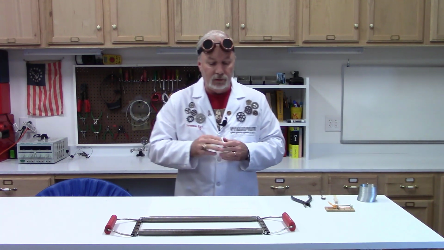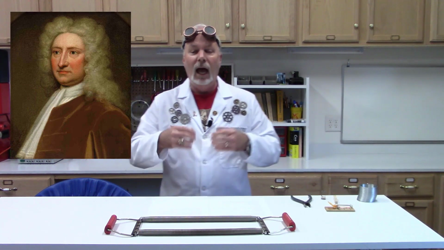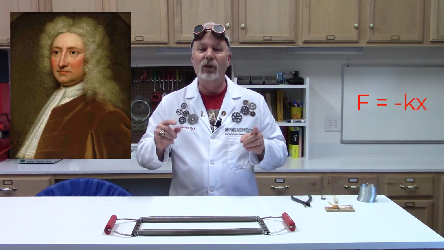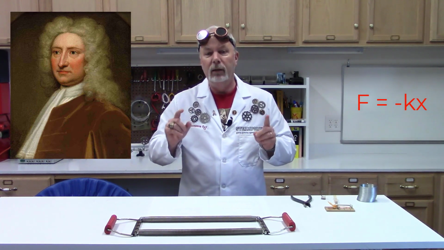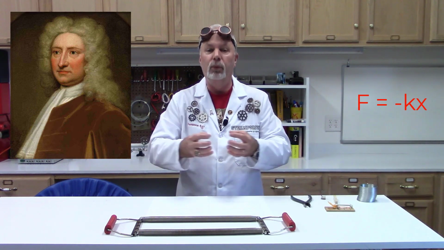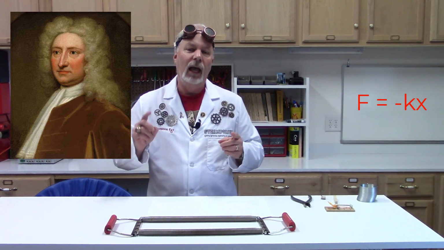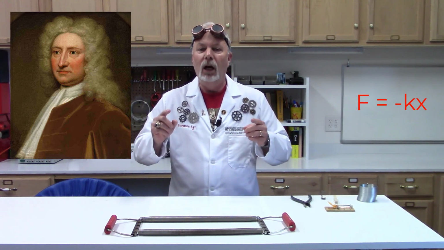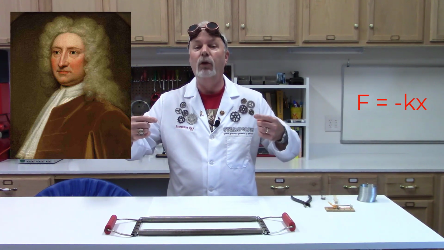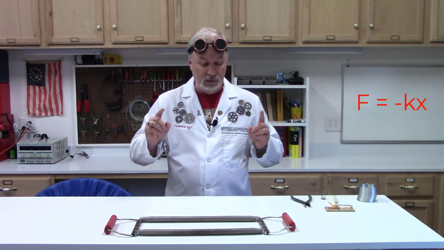In 1660, the British physicist Robert Hooke developed an equation that describes how the spring works. His equation was force equals minus kx. X is the deformation of the spring, how it's pulled or compressed. K is called the spring constant, and the minus sign comes into play because the deformation of the spring is in the opposite direction of the force that it creates. So the formula is F equals minus kx.